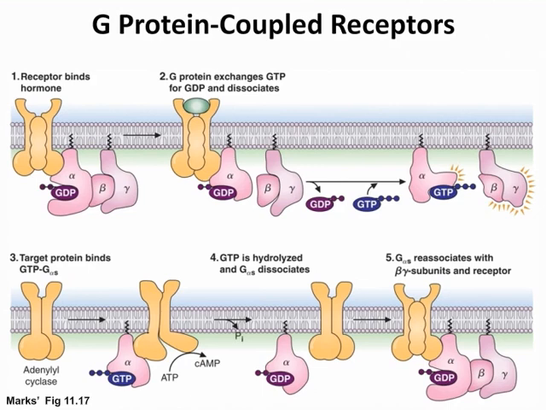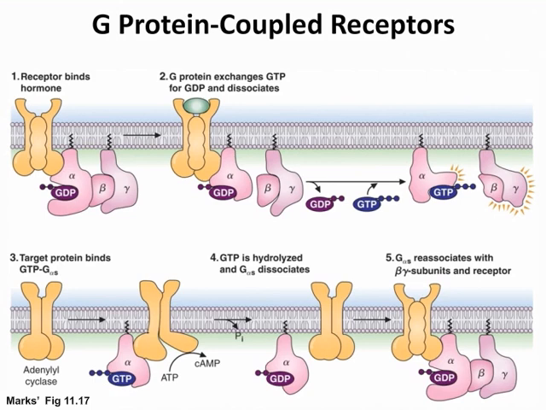In step 1, a hormone has to bind to the receptor. So your receptor is the yellow, and then your trimeric G protein is your alpha, beta, and gamma subunits. As soon as that hormone binds to your yellow receptor, it's going to cause a conformational change. This allows that G protein to bind to it. Also notice that there's a GDP on the alpha subunit.